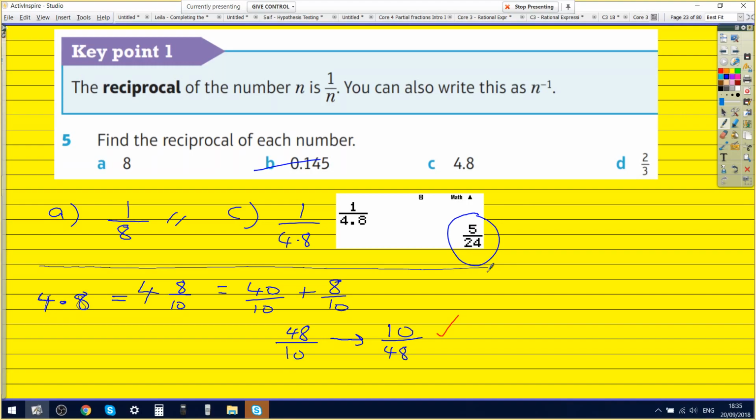The calculator just gave it in its simplest form. So you always just do 1 over that number. If it's a calculator question, you could just put it in as 1 over 4.8. If it's non-calculator, change it to a fraction, then flip the fraction. Part D, reciprocal.